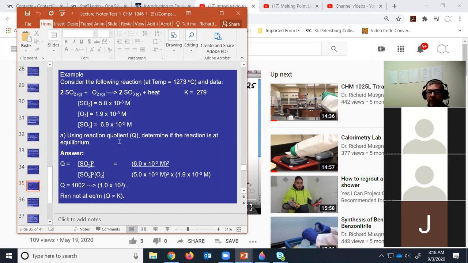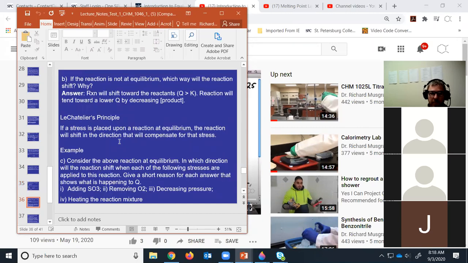Does anybody have any questions about that? So the reaction shifts towards the reactants. The reaction will tend to a lower Q by decreasing product. Decreasing product or increasing reactants, both of those mean the same thing.